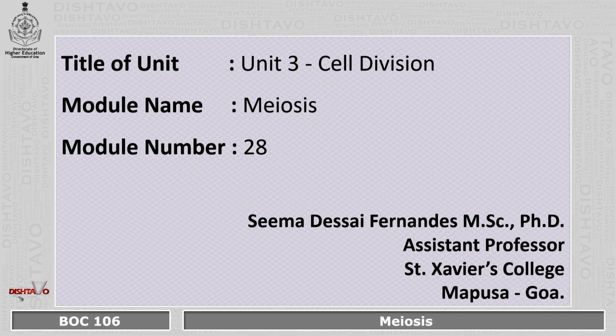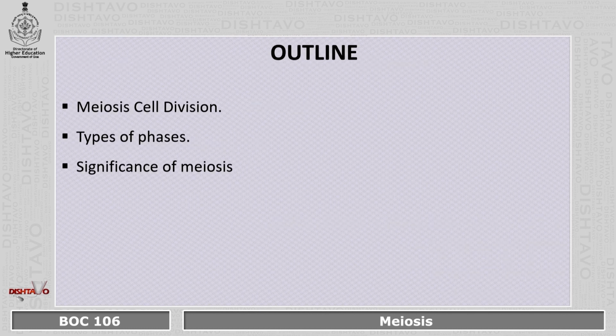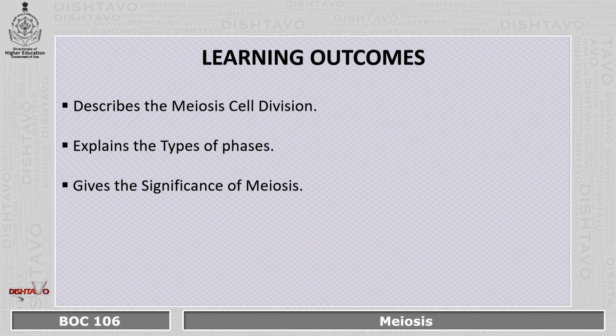Title of the unit, Unit 3 Cell Division, Module name Meiosis, Module number 28. Outline: Meiosis cell division, types of phases, significance of meiosis. Learning outcomes: describes the meiosis cell division, explains the types of phases, gives the significance of meiosis.